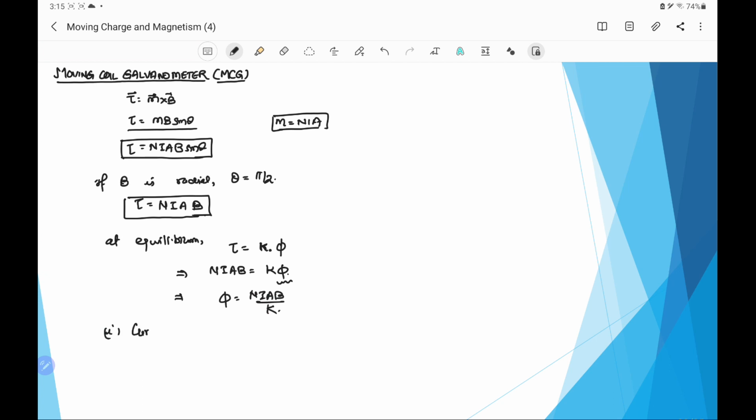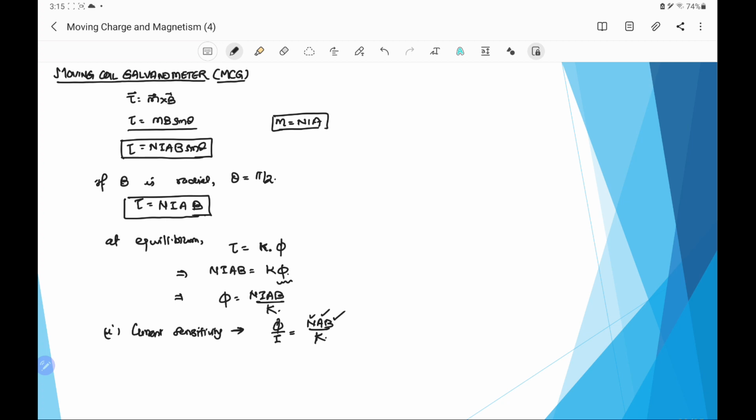Here we define two parameters. One is current sensitivity. It is defined as the rotation or angle of rotation per unit current, and it is defined as phi by I, and it will be equal to NAB by k. Here N is the number of turns in the coil, A is the area of cross section of the coil, B is the magnetic field, and k is the constant of the spring.